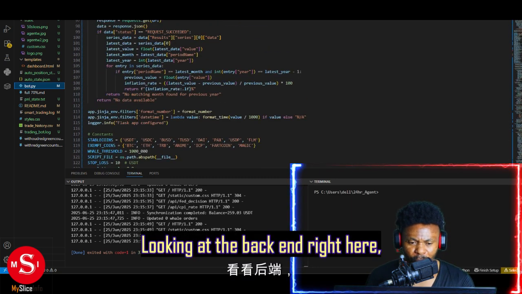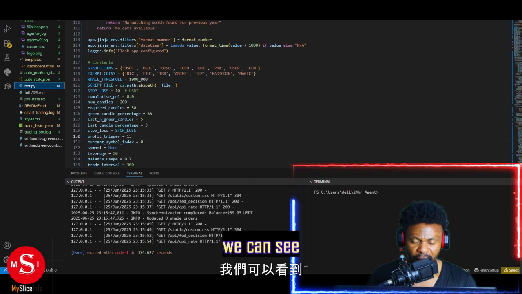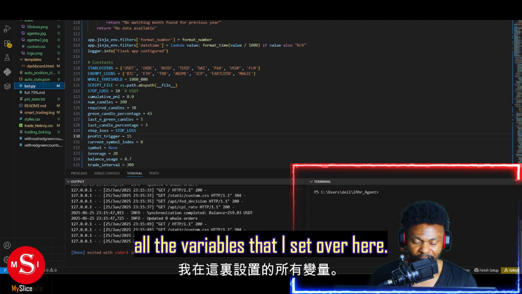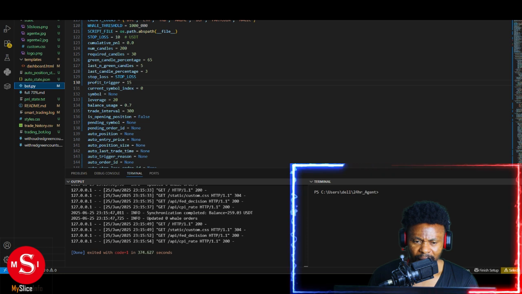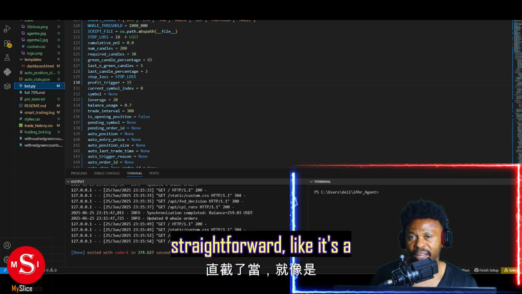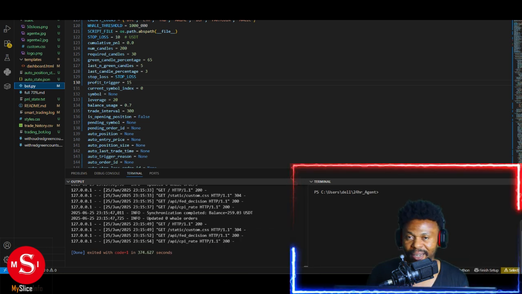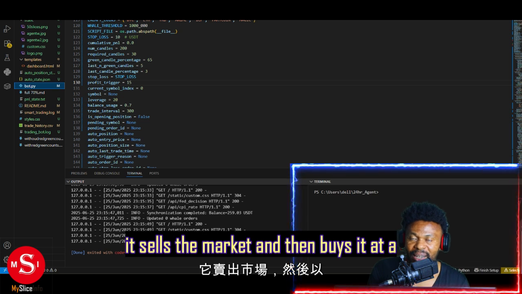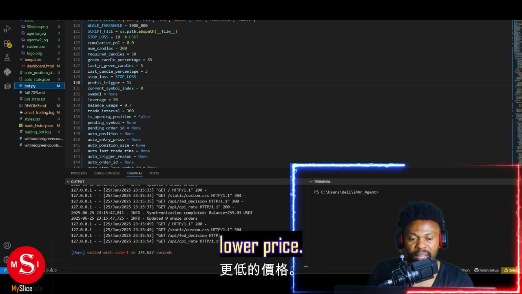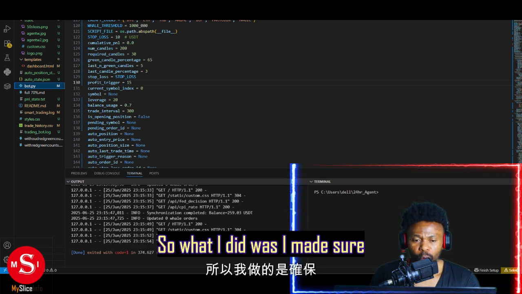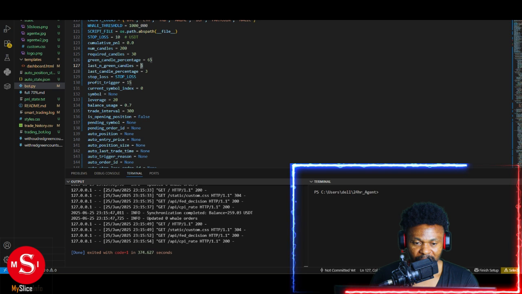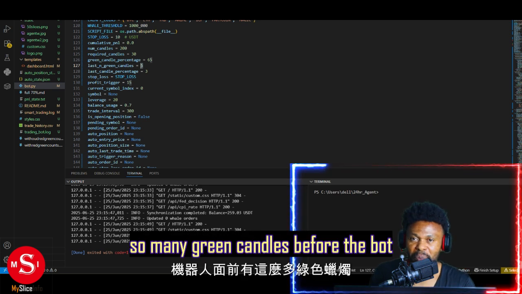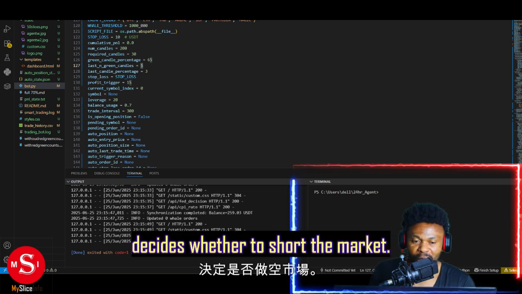Looking at the back end right here, we can see all the variables that I set over here. It's pretty straightforward, it's a shorting bot. That is, it sells the market and then buys it at a lower price. So what I did was I made sure that there are so many green candles before the bot decides whether to short the market.